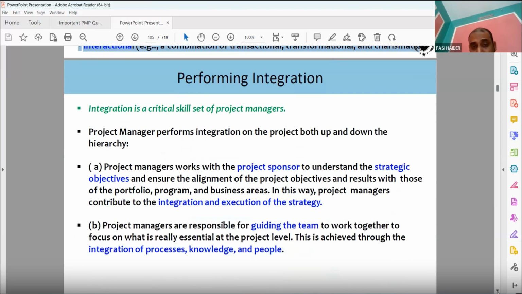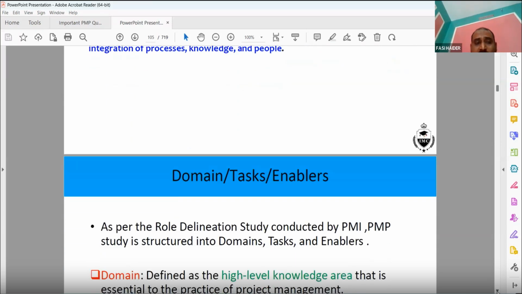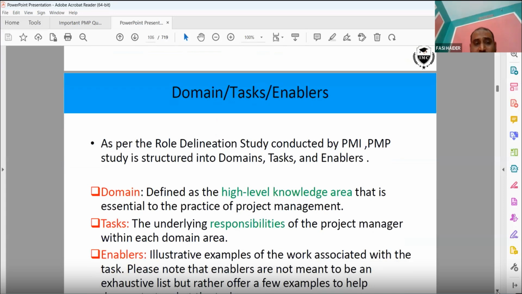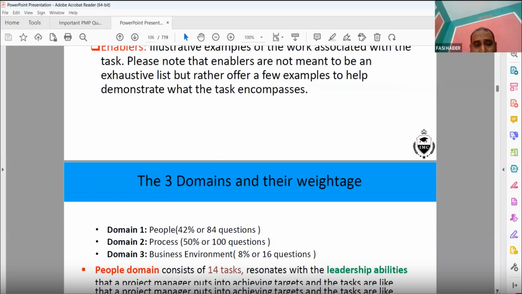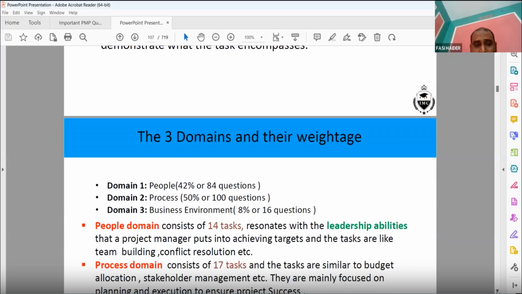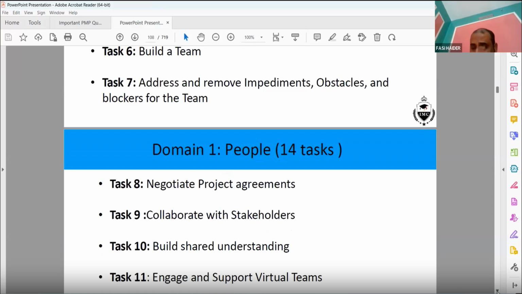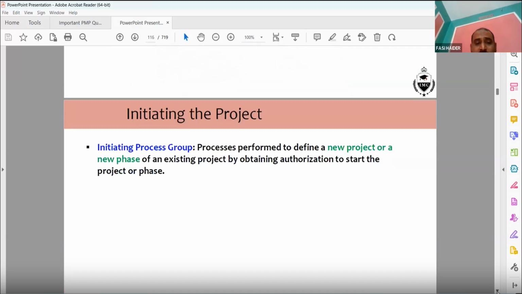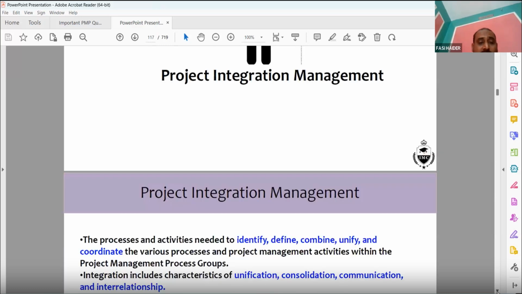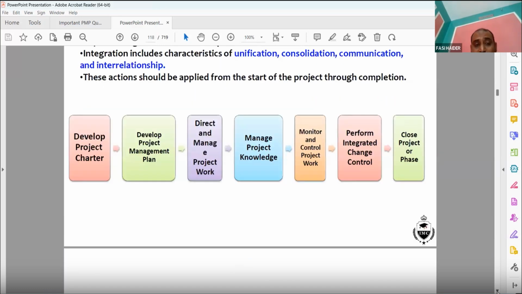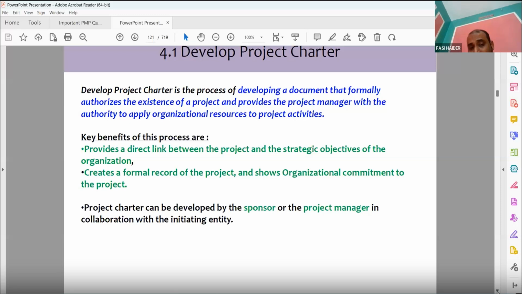Integration is a critical skill set of a project manager. You have to do it yourself. You cannot assign it. Domain as a high level knowledge area: tasks, responsibilities, enablers. We talked about examination weightage, people, and what type of tasks there are. Initiating the project: how you initiate the project. Project integration management, we know it is the combining of everything. Key concept for the project: develop the project charter. We studied all those things.